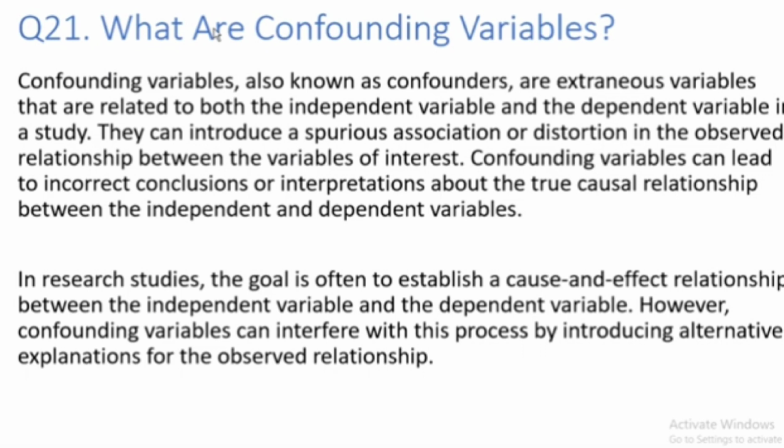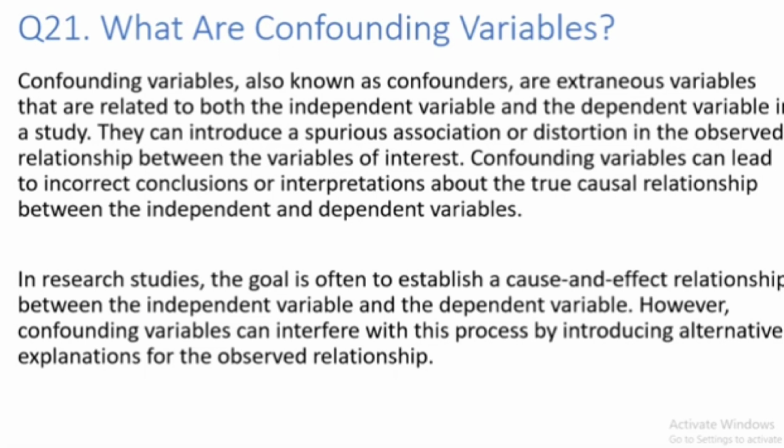What are confounding variables? Confounding variables, also known as confounders, are extraneous variables that are related to both the independent variable and dependent variable in a study. They can introduce a spurious association or distortion in the observed relationship between the variables of interest. Confounding variables can lead to incorrect conclusions or interpretations about the causal relationship between independent and dependent variables.